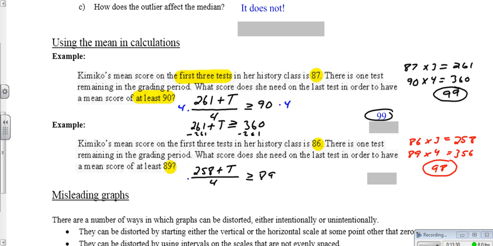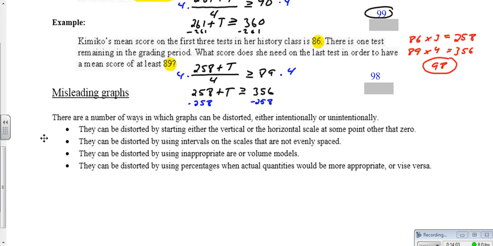So we'd multiply both sides by 4. And that would give us 258 plus t is greater than or equal to 89 times 4, which is 356. And then I would subtract 258, and then we would get our answer of 98.